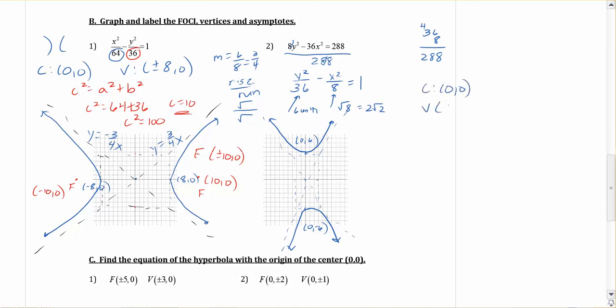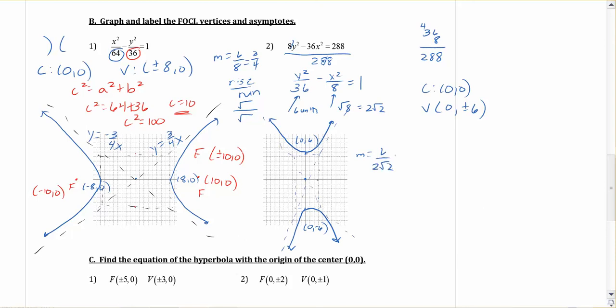My vertices, you can put 0 plus or minus 6. I've got to find my asymptotes. So start from here and say, how much did I rise and how much did I run? Well, I rose 6, and then I ran the square root of 8. So let me write this one down. I rose 6, and then the square root of 8 is 2 root 2.